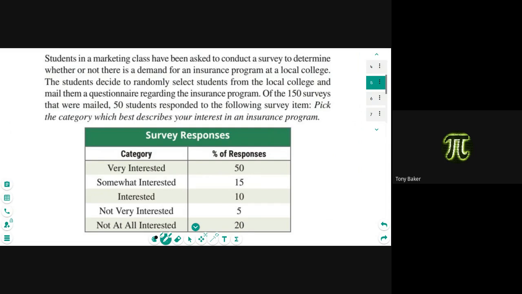So if I set up a table at the front of the school and I ask people that walk by, is that a random sample? Okay. So that's a big piece, right? It's got to be random. So that's more of a convenience sample, right? We're taking the people that come to us.